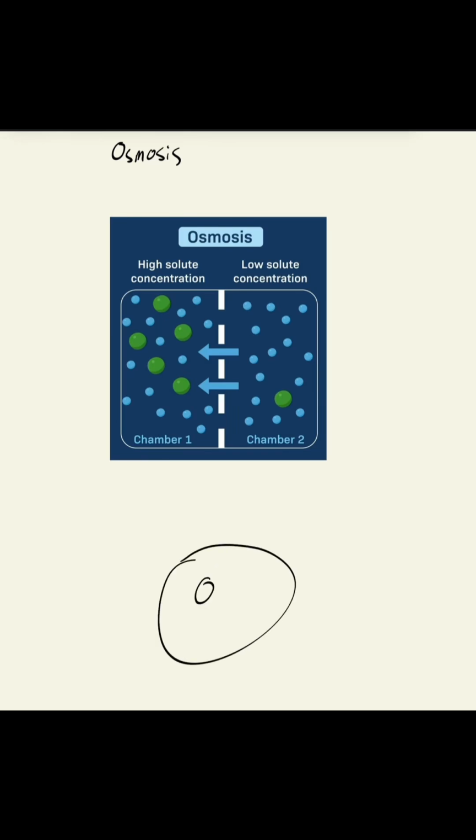So if we have a cell, the water doesn't move in and out more. It moves out and in at the same rate, if it moves at all, which means that we have an isotonic solution. So there's no cell swelling and no cell shrinking.